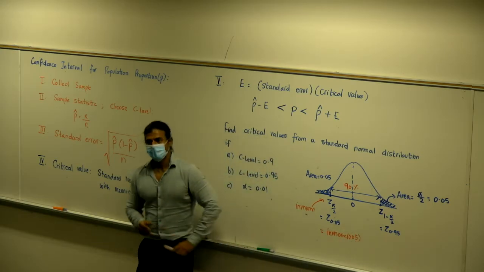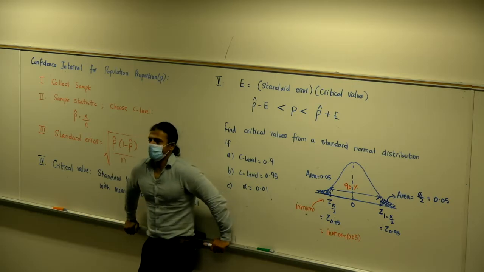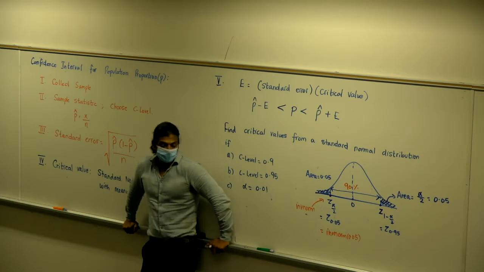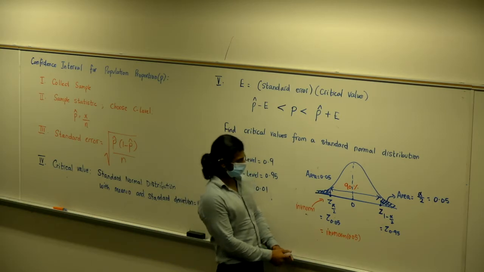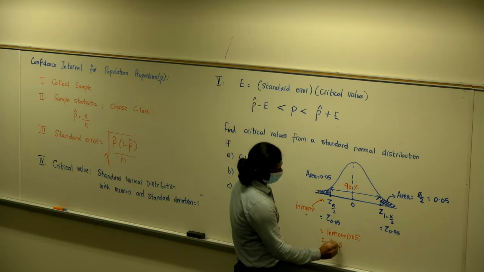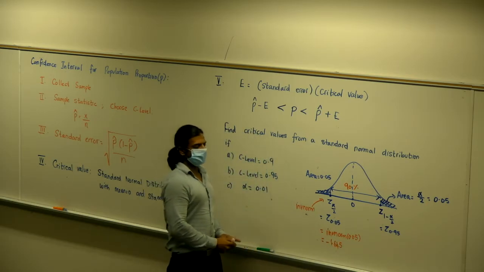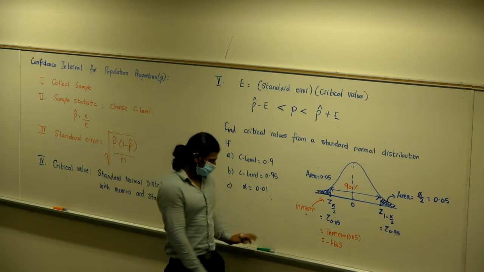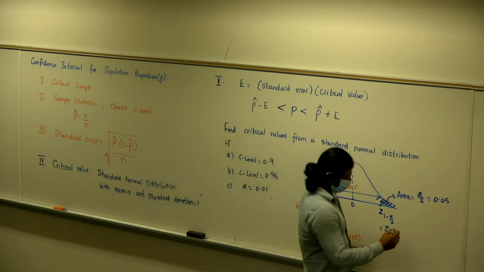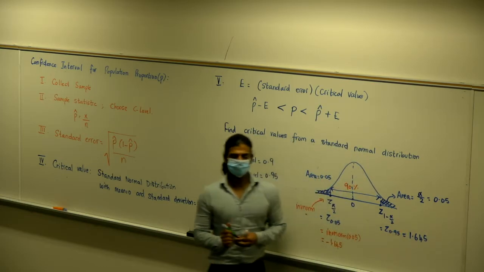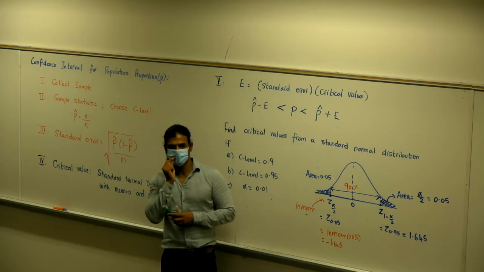0.05. And naturally, the value that you get, should it be positive or negative? Negative, it's below 0. What do we have? Negative 1.64. Should we bother trying to find the other one also? No. Since we know this is negative 1.645, the other is positive 1.645. Yes?